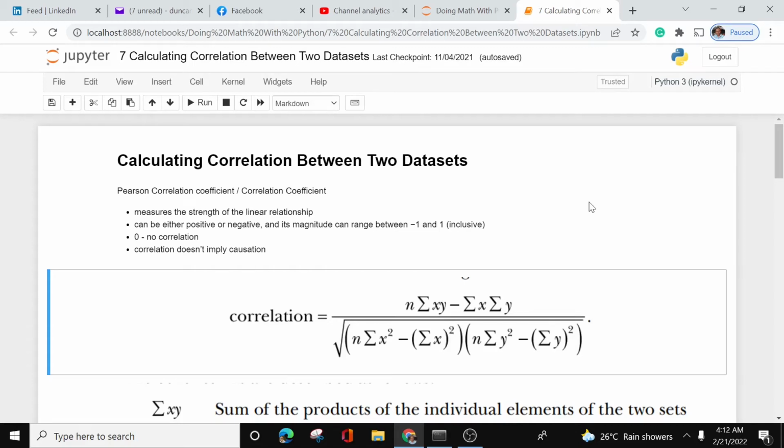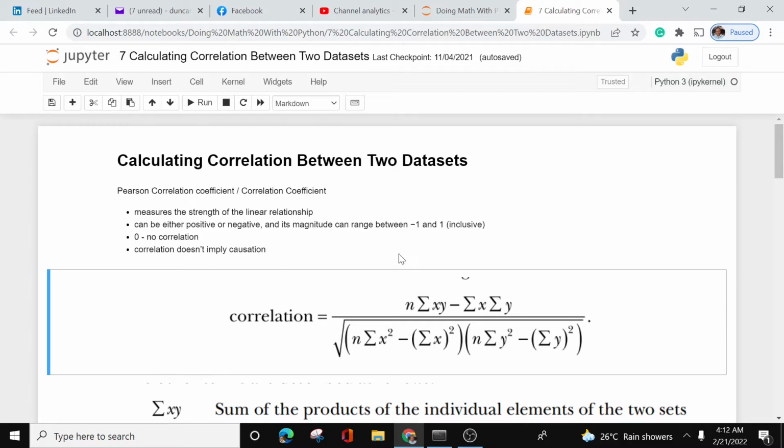Welcome to our lesson, Doing Math in Python. In this lesson, we're going to calculate correlation between two data sets. So what is correlation? Correlation, also called Pearson correlation coefficient or just correlation coefficient, measures the strength of a linear relationship. The value of this correlation can either be positive or negative, and its magnitude can range between -1 and +1, inclusive.